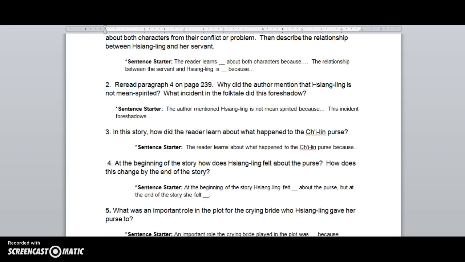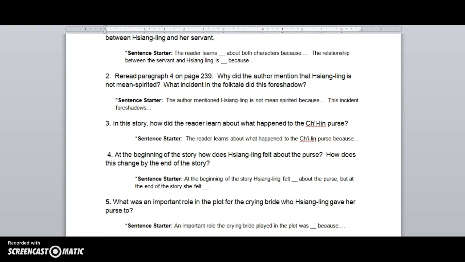On question number 2, it asks you to reread paragraph 4 on page 239, and you're going to figure out why the author mentions that Sing Ling is not mean-spirited. Why do you think the author wants us to know that despite some of Sing Ling's other characteristics, she's not mean-spirited? And then by the author doing this, do you think that it foreshadows something in the story? And if so, what is it that the author is foreshadowing that Sing Ling might do that shows she's not mean-spirited?